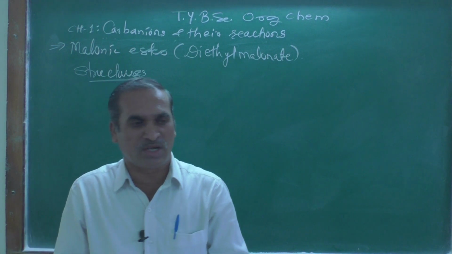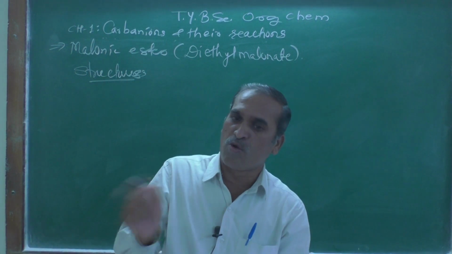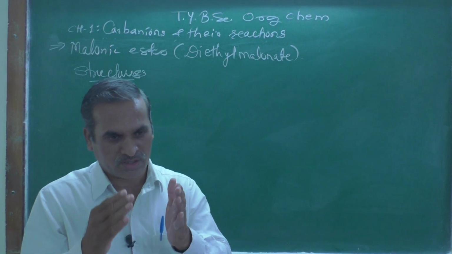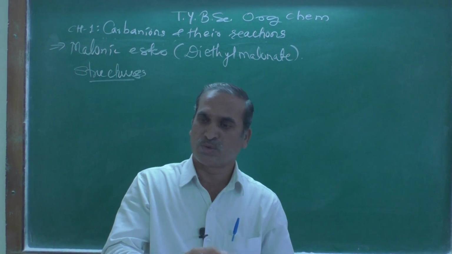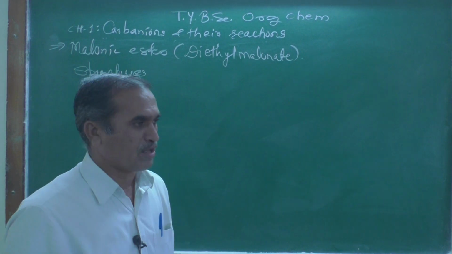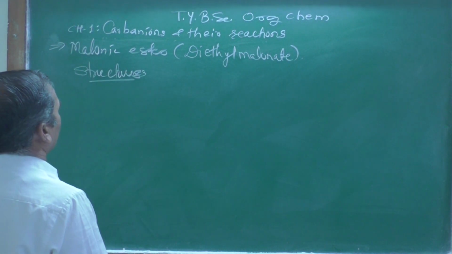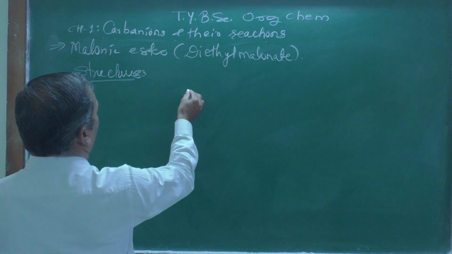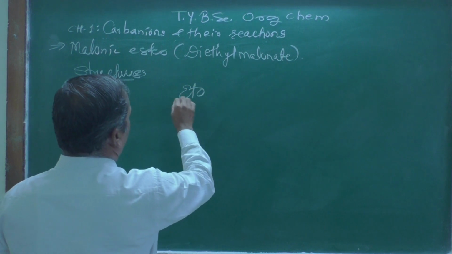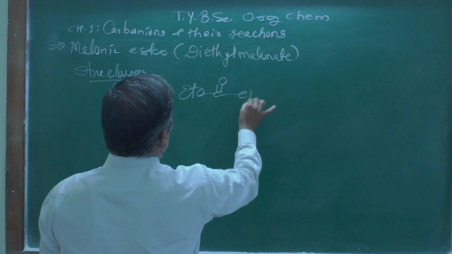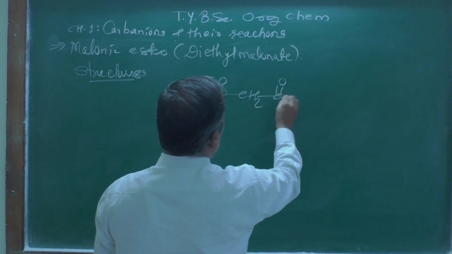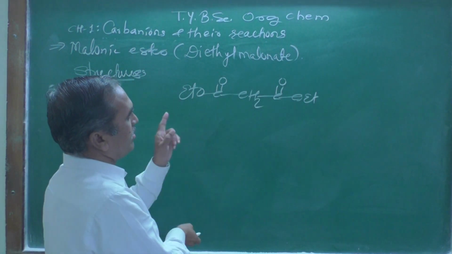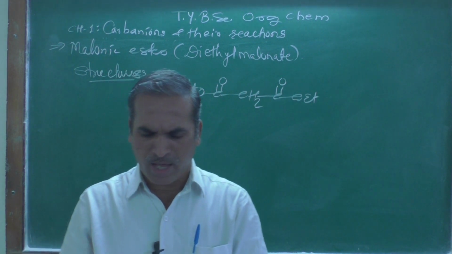Why is it called a synthetic reagent? Because it is useful for preparing organic compounds. We can use it as a versatile synthon or reagent to synthesize different organic compounds, and that is why it is very important as far as synthetic organic chemistry is concerned. The structure of malonic ester is EtO, C double bond O, CH2, C double bond O, OEt. Remember, this is the structure of malonic ester.